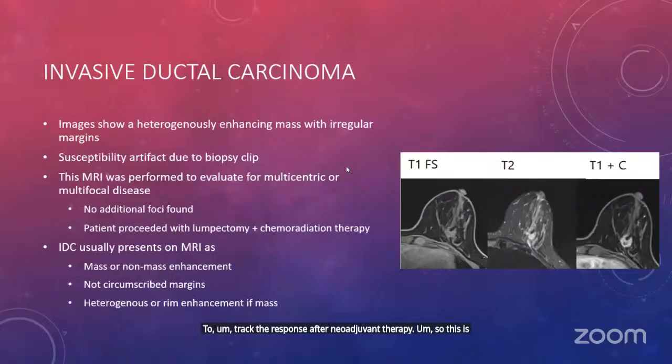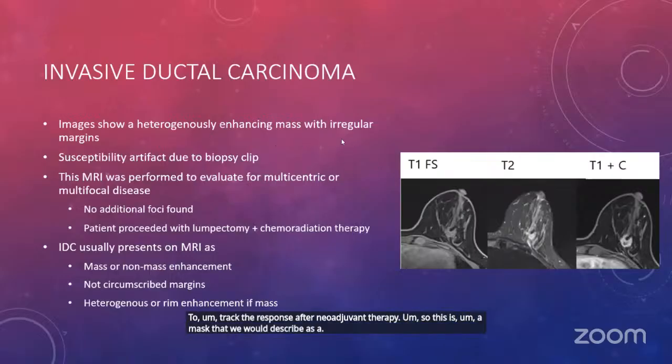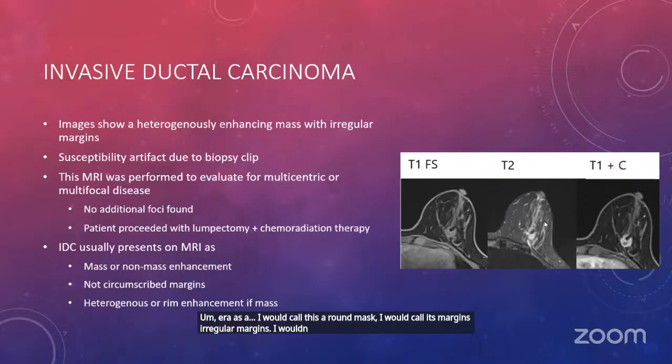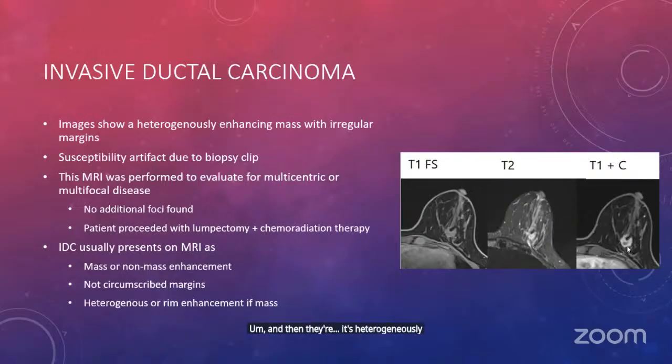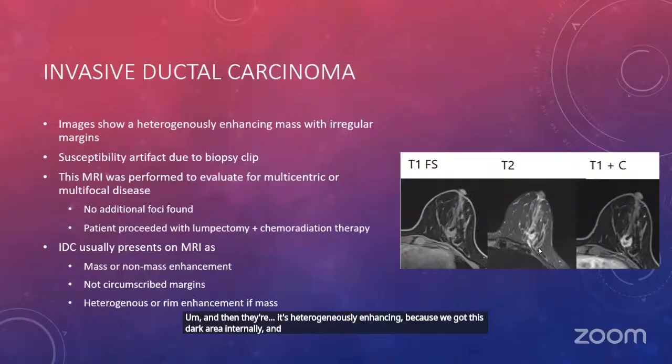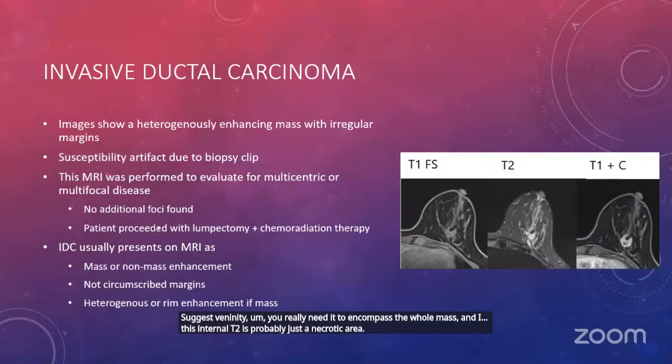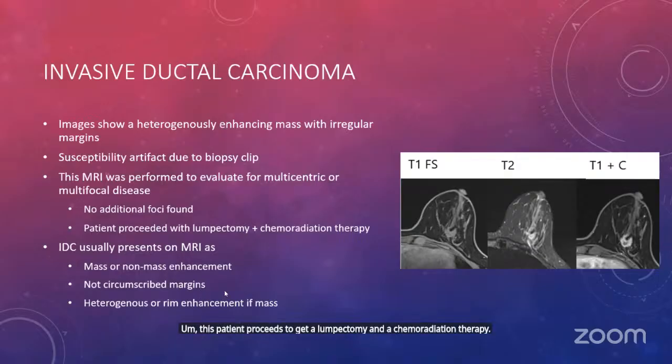So this is a mass that I would call a round mass. I would call its margins irregular margins. I don't think these are circumscribed, but they're also not spiculated either. And then it's heterogeneously enhancing because we've got this dark area internally. And again, just hammering home the point that for T2 hyperintensity to suggest benignity, you really need it to encompass the whole mass. And this internal T2 is probably just the necrotic area. This patient proceeded to get a lumpectomy and chemoradiation therapy. And then moving on to the next slide.